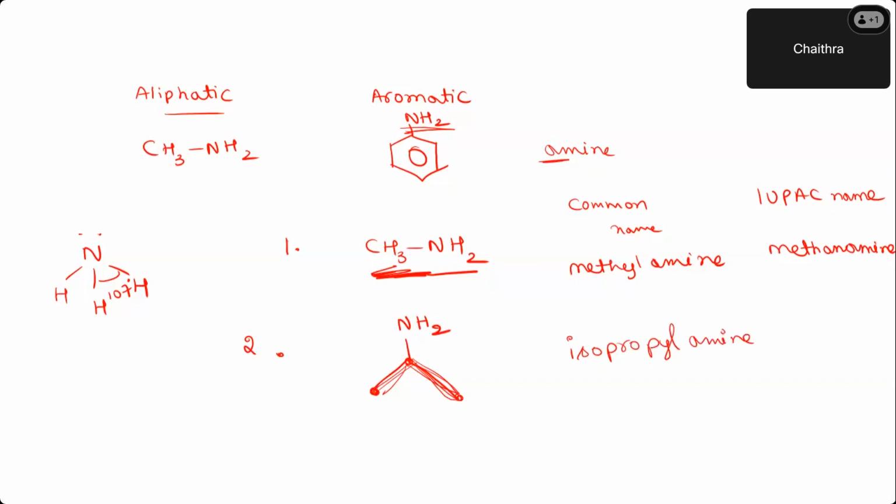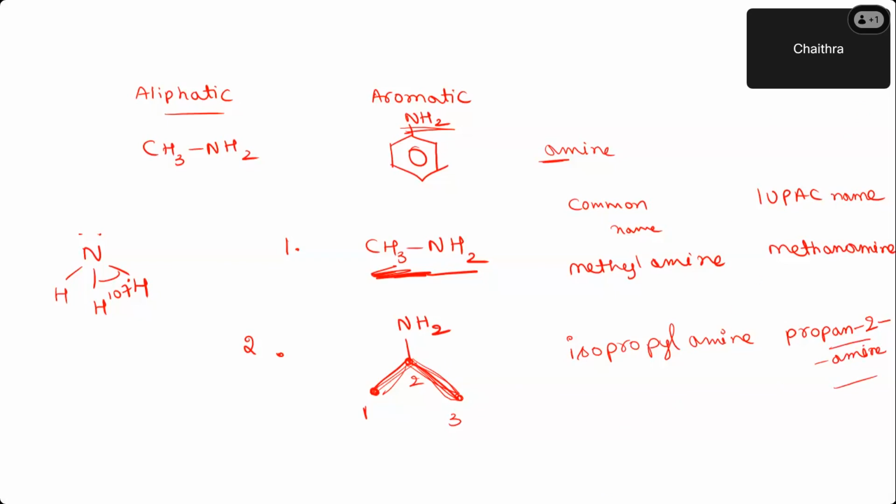Can you tell me the IUPAC name for this? IUPAC name means you have to select the longest chain. From where will you start the numbering? 1, 2, 3. So I will call this propan. What is the position of the amine now? Amine group 2. Propan-2-amine. Or you can also call it 2-propanamine, but this is the best way of nomenclature. Okay. So basic nomenclatures are important. When I deal with the preparation, I will give the example. There only I'll tell you the nomenclature also.